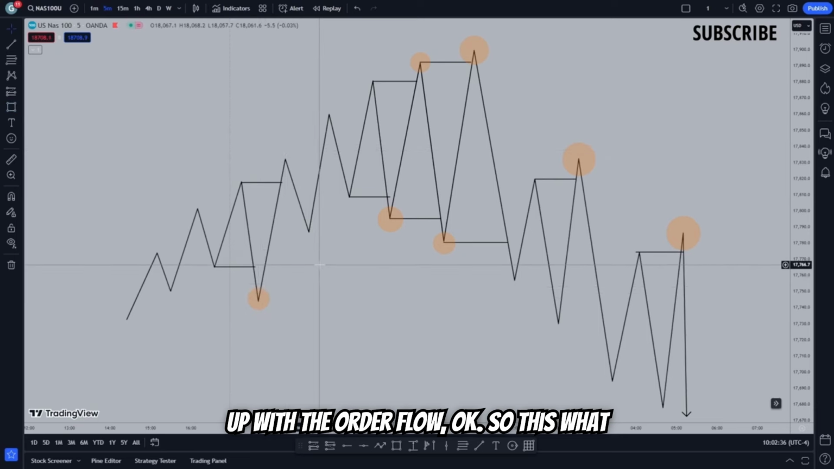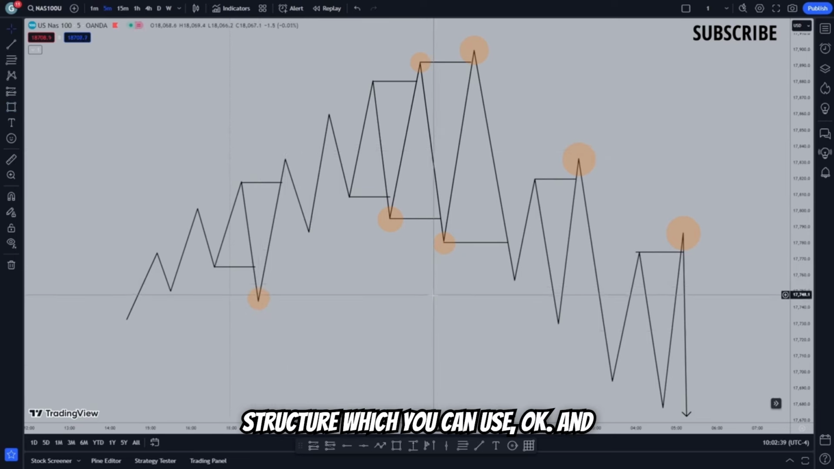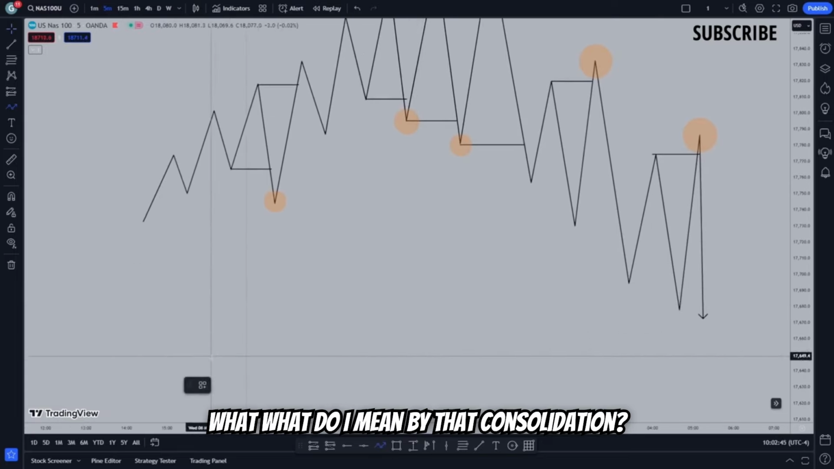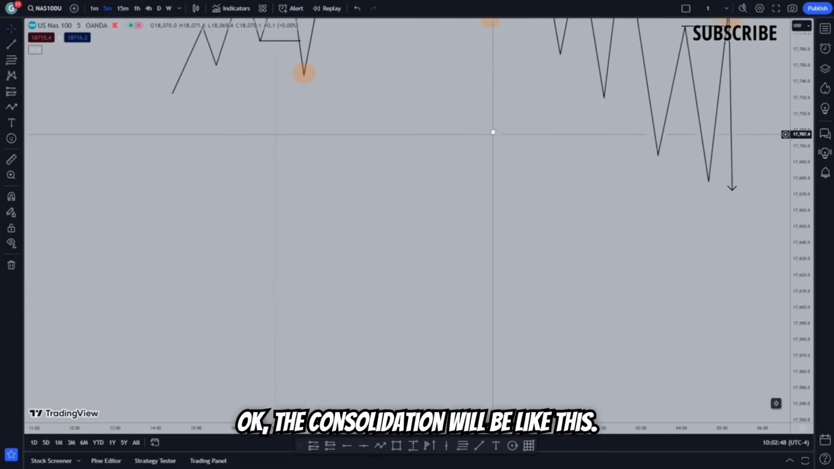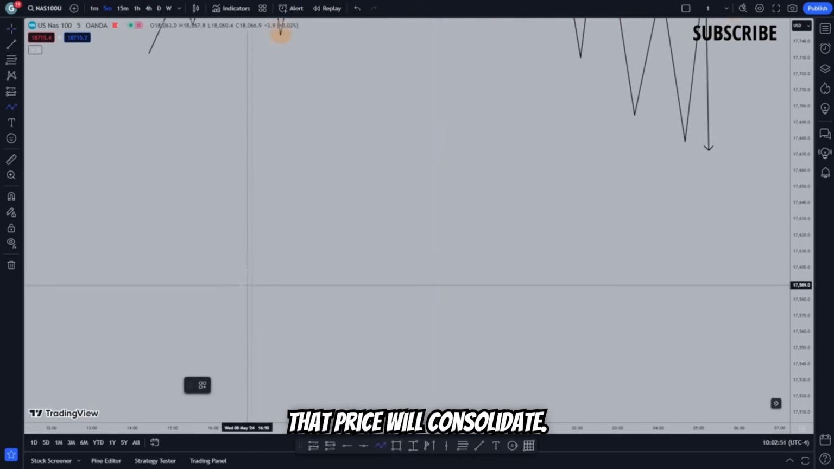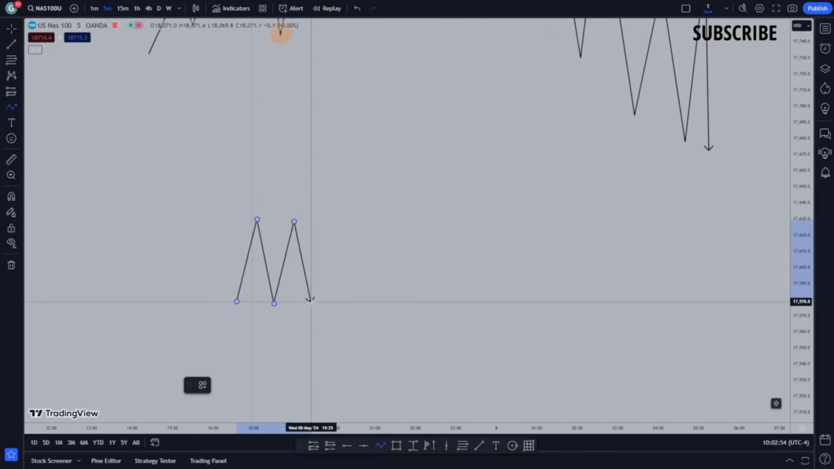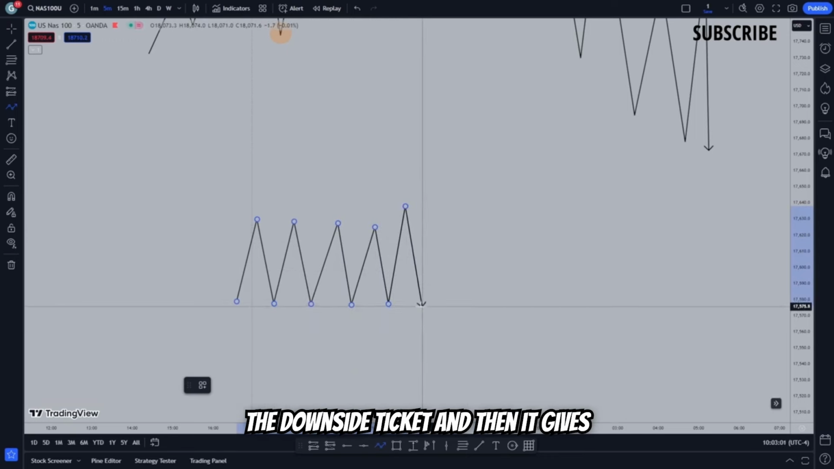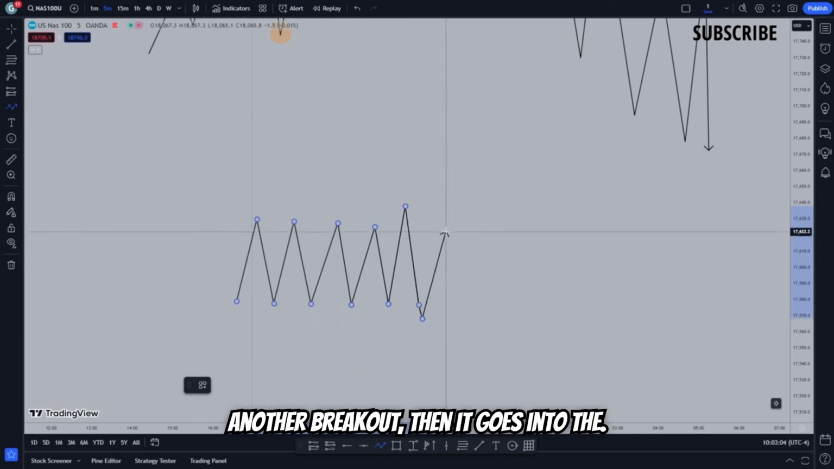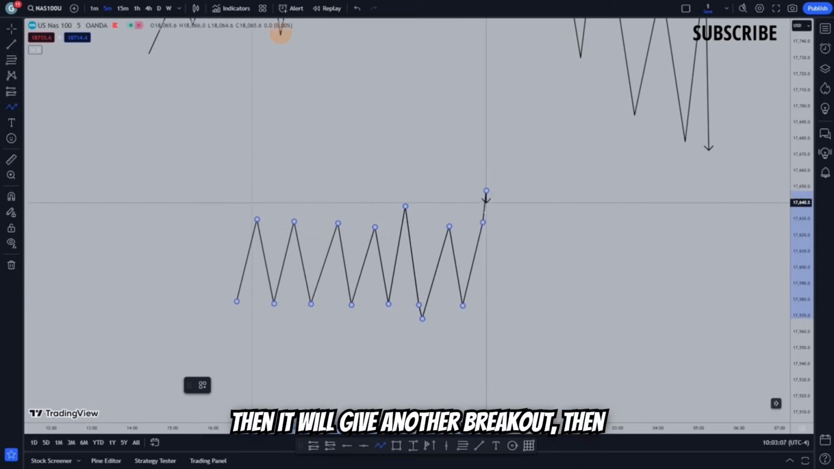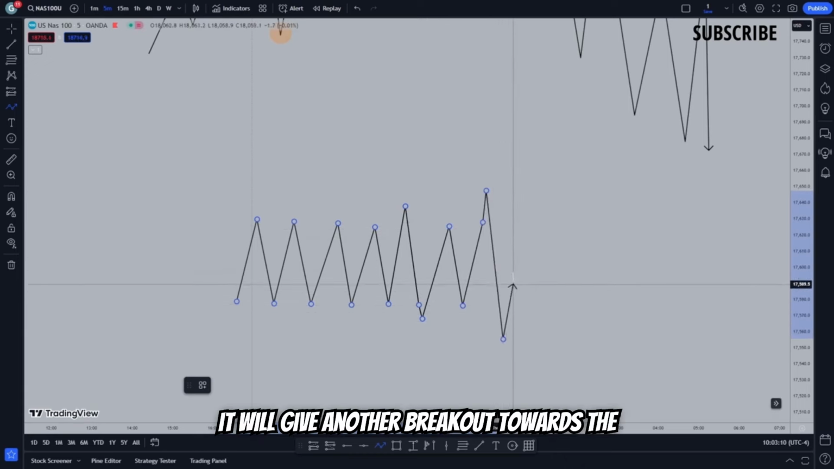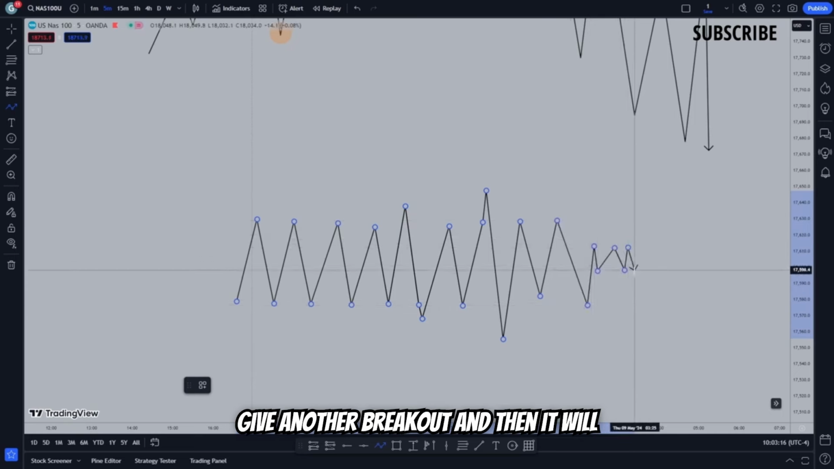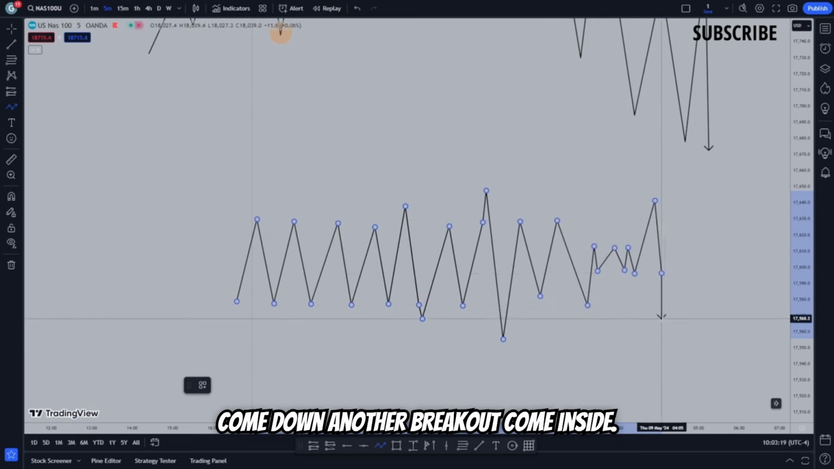Okay, so this is what I try to explain. This is the structure which you can use. Another one is the consolidation. What do I mean by the consolidation? The consolidation will be like this: price will consolidate, it's doing this, all of a sudden it gives a breakout, and then it goes towards the downside. Then it gives another breakout, then another breakout towards the downside, and then it will start to consolidate small, and then it will give another breakout, and then it will come down, another breakout, come inside.